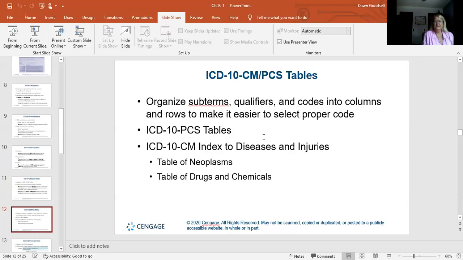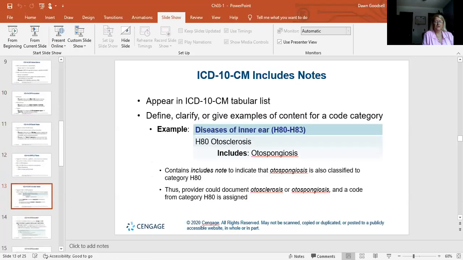All right. There are 2 tables in the ICD-10-CM book, and that is the neoplasm table, which you can find right after the Z's in your alpha section at the front of the book. Then it goes into your table of drugs, and we'll go into how to read those. Okay, but there are 2 tables in there.